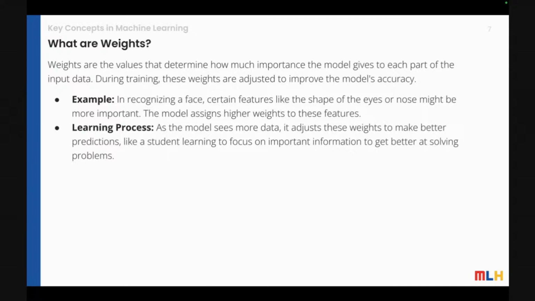So the model assigns weights. When it starts to learn slowly, it assigns higher weights, telling you that it's going to focus more on certain things and less on other things. As I said, the model assigns these weights to your data. So if you give it more data, it will slowly and steadily learn which features should be given more weightage. You can think of it as a student learning to focus on important information.